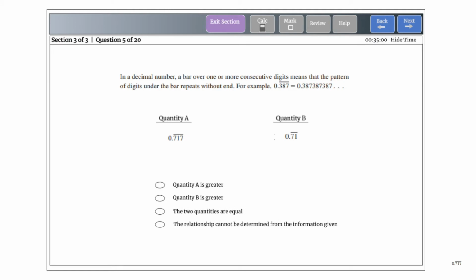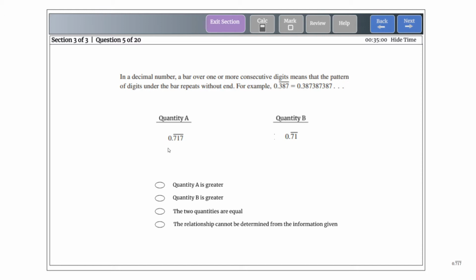Let's take a look at just one more sample problem, and this is the type of question that you could actually see on the test. It tells us that in a decimal number, a bar over one or more consecutive digits means that the pattern of digits under the bar repeats without end. For example, 0.387 with a bar would just repeat 387, 387. A lot of you probably already know this. This is a common mathematical convention, so it doesn't really help us that much in the question.